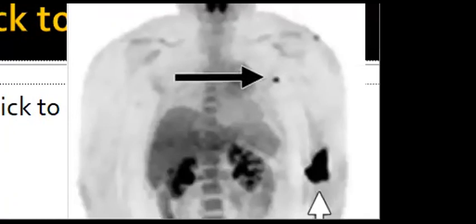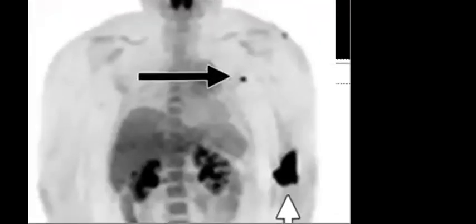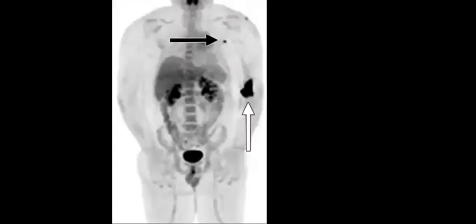Let's check this case. This patient did PET-CT, and he had breast cancer and was treated, but he did PET-CT as follow-up. So what is this and what is this? Thank you for sharing. So this could be an axillary lymph node, and what is this?